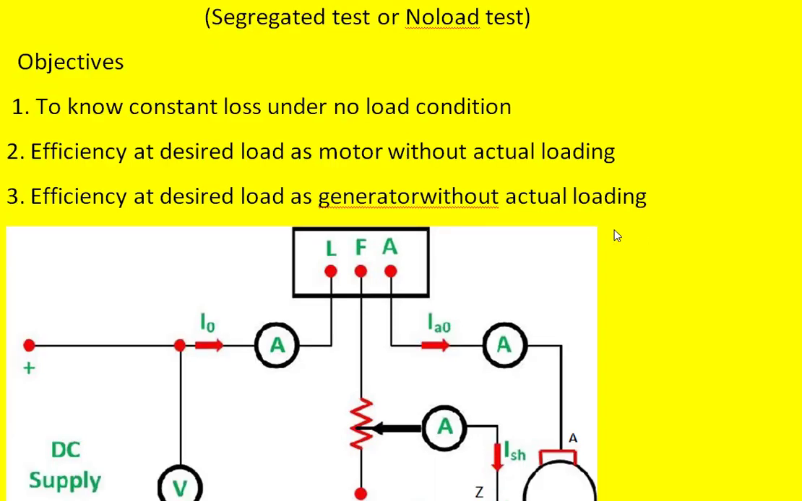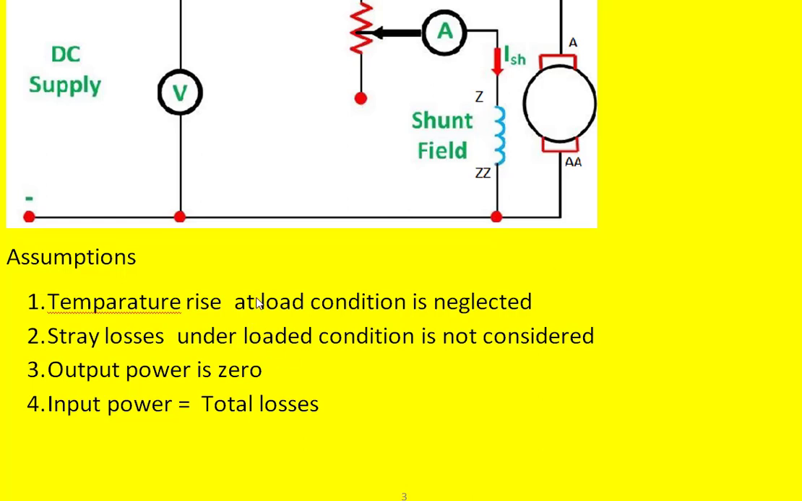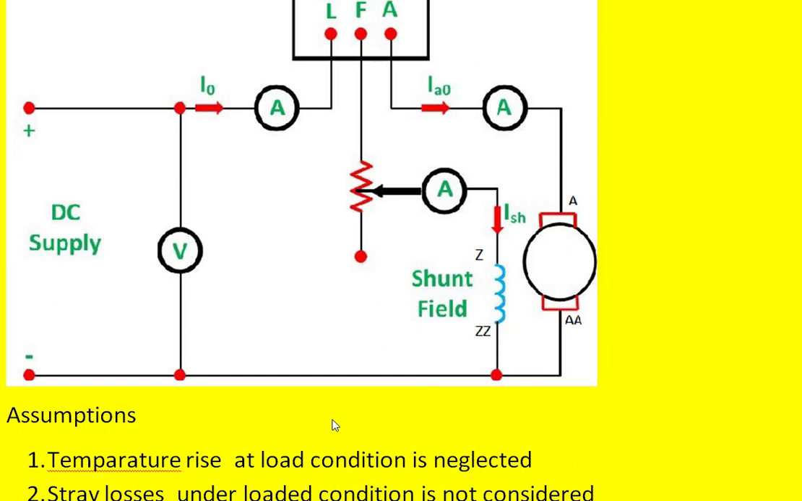So here the assumptions are: number one, the temperature rise at load condition is neglected. Number two, stray losses under load condition are not considered. Number three, the output power is 0 under no load condition. And the fourth one is we assume the input power is equal to the total losses under no load condition. So these are the four assumptions. Based on this, we try to analyze this Swinburne test.